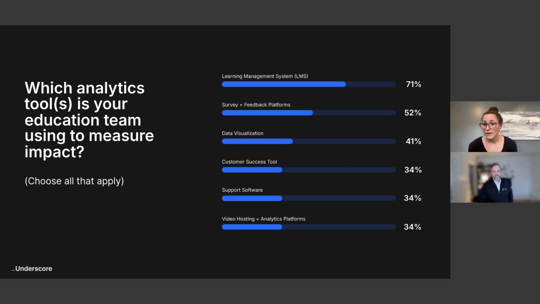Folks are also using survey and feedback platforms. So if you're administering CSAT surveys, if you're doing thumbs up, thumbs down on help articles, if you're asking for feedback after your instructor-led training, we're collecting data there. I'm thrilled to see that 41% of people have data visualization tools, customer success tools, support software, right? So if you're trying to improve customer success, product adoption, customer retention, maybe you're integrating with a customer success tool, or if you're trying to decrease support tickets, maybe you're partnering with that support software. So the full report will have a whole laundry list.